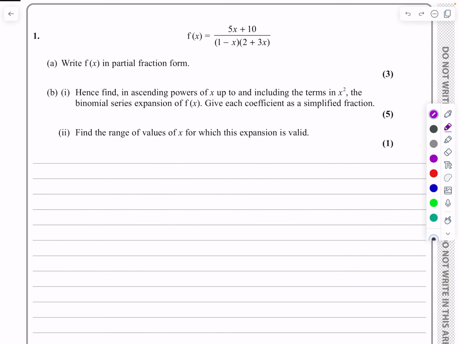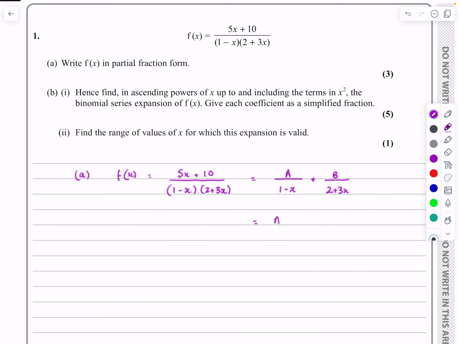So part A says that we've got f(x) equal to this fraction, (5x + 10) all divided by (1 - x)(2 + 3x), and we want to express that in partial fraction form. So it's a straightforward partial fraction. It's just A over (1 - x), and B over (2 + 3x). So looking at this right-hand side, I want to change that into one fraction. That times that times that, and the bottom two times together. Absolutely straightforward for you, I would hope.